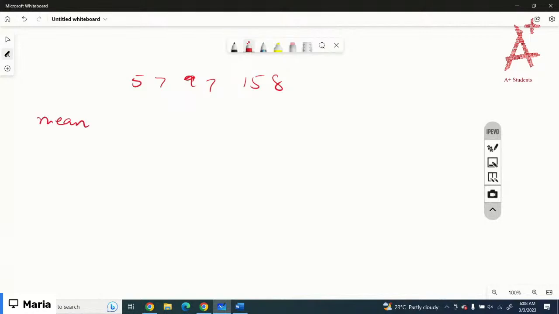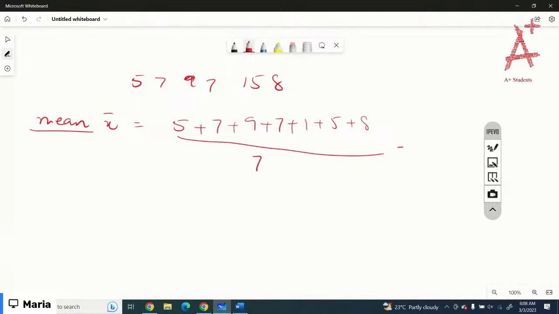First of all, you have to find the mean. Just add them all: 5 plus 7 plus 9 plus 7 plus 5 plus 1 plus 8. They are 7 in number. Just divide them by 7. Got it?